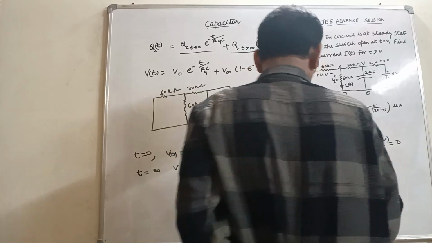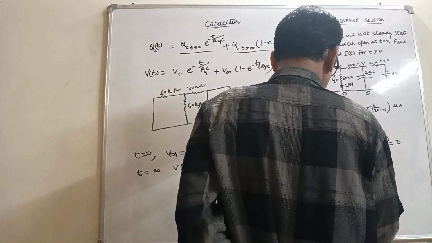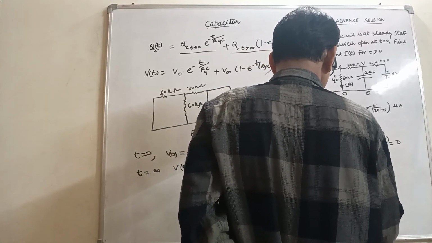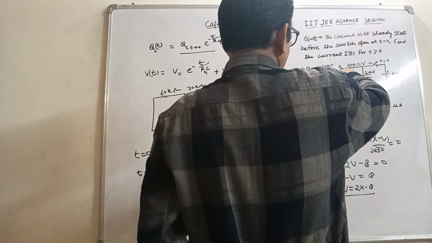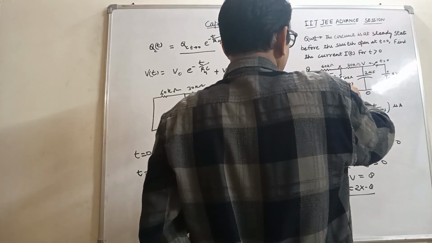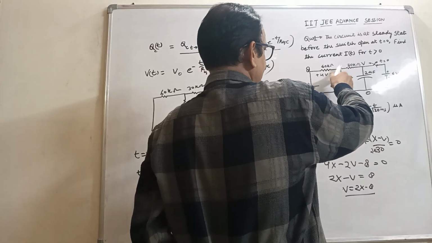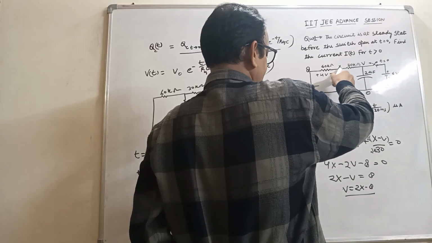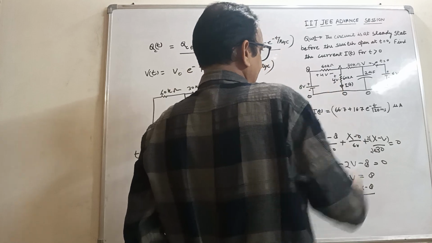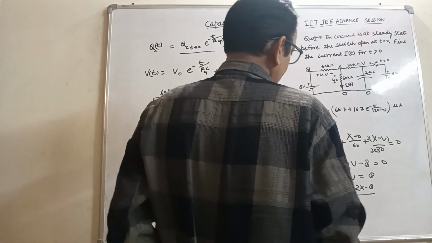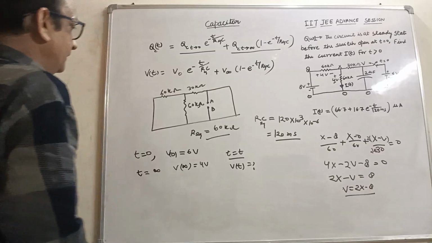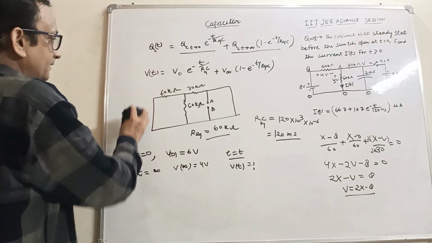So v becomes 2x minus 8. We have to find x because we have to write the current equation here. If we find the voltage at that particular position, then we find the current. So v is equal to 2x minus 8. So these are the values here.